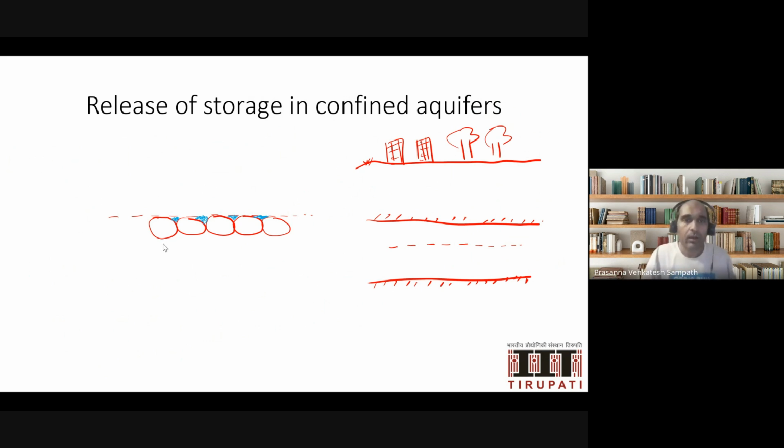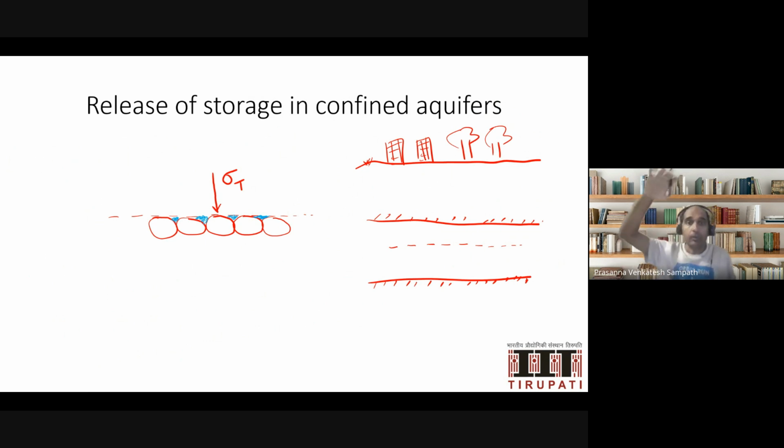Okay, all right. So now, if you think about it, this imaginary surface that I have drawn in the confined aquifer is experiencing some stress. It is experiencing a stress due to all the material that is present above it, right? So if you look at this imaginary line, there's a lot of soil and trees and buildings and all of that on the land surface.